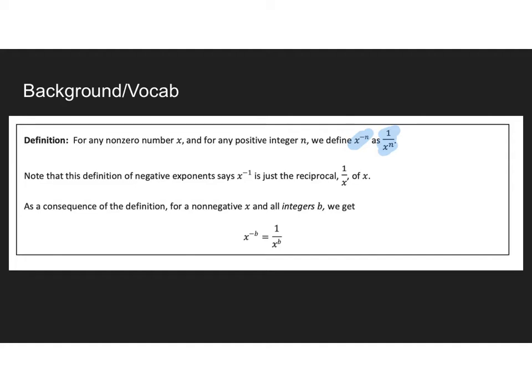So say we have 5 to the negative third power. We want to turn that negative exponent into a positive exponent. Basically, all we're going to do is put a 1 on top and put it on the bottom and write it positive. So again, all we have to do is flip this over, write it as a fraction, and then our negative exponent disappears.